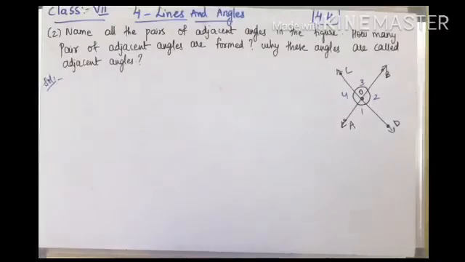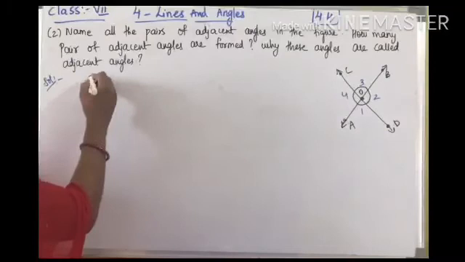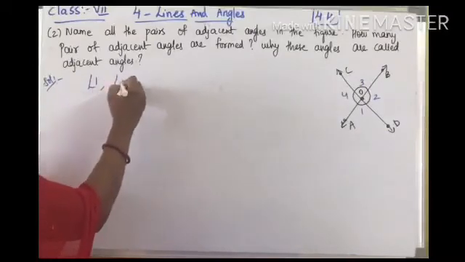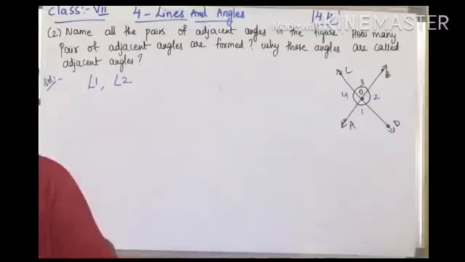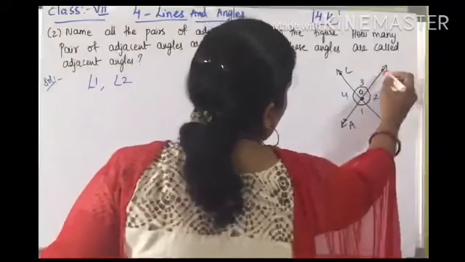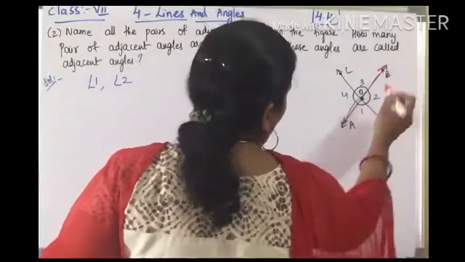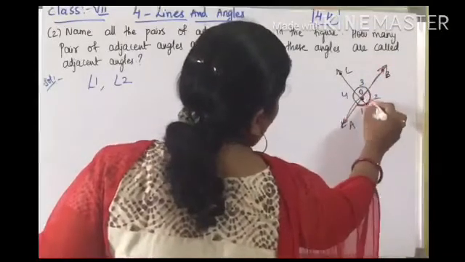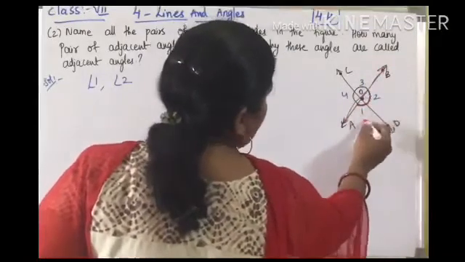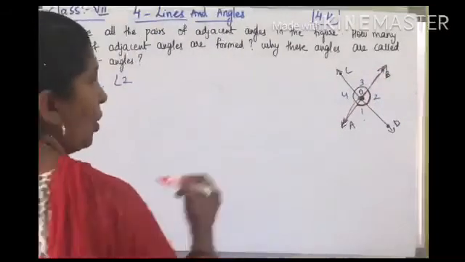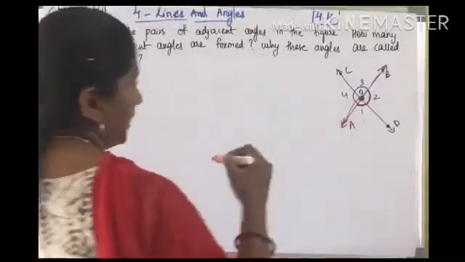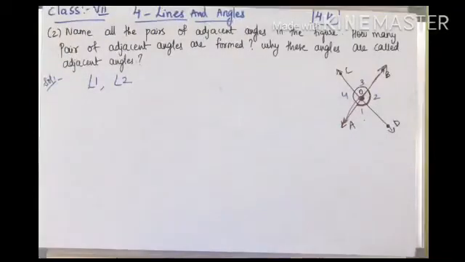Now from the figure, how many pairs are you going to get? Four. Angle 1 and angle 2 form what? Adjacent angles. Yes or no? Because if you see this figure, this is a straight line, and angle 1 is this, angle 2 is this, and they are adjacent. These two angles have a common vertex O and a common arm OD. So I can say angle 1 and 2 form adjacent angles, isn't it?